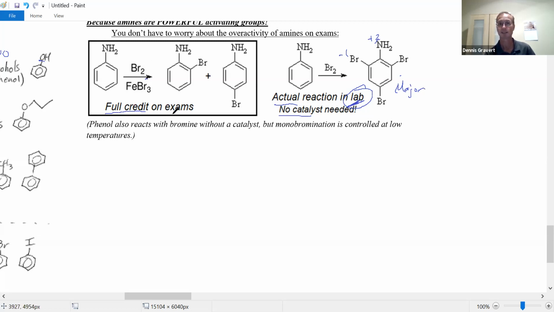Now again, going back to exams, I'll allow this to happen. Okay. And if you're wondering, what about the other strongly activating group, phenol? It does react with that catalyst. But if you keep the temperature cold, you can just add one bromine. It's easier to stop. With aniline, or if you have other groups on here and have an amine, with carbon attached to the nitrogen too, it's still a strong activating group. It's still an amine. It's really hard to stop it with one or even two halides. Three is usually your major product.